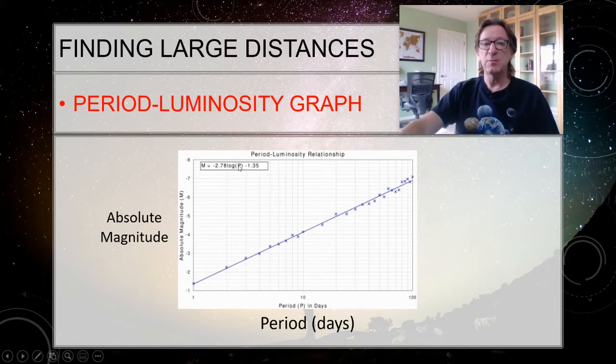But so log of 8.5 times negative 2.7 minus 1.35 then gives me the absolute magnitude. You get the exact same thing that you get by going up, seeing where you hit the line and coming across. It just allows you to be a little more precise and get maybe even 3 significant digits out of it.